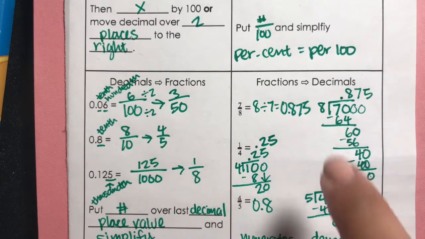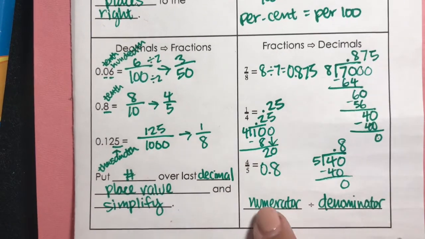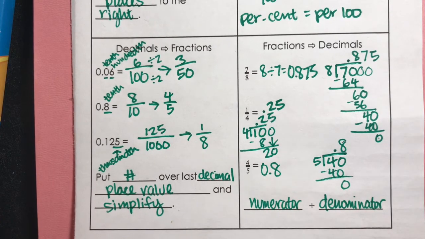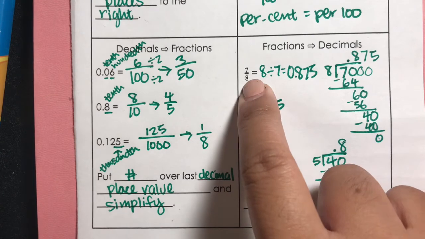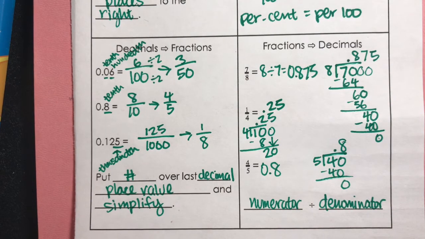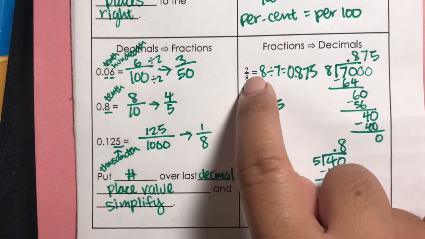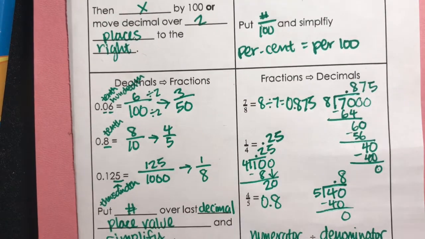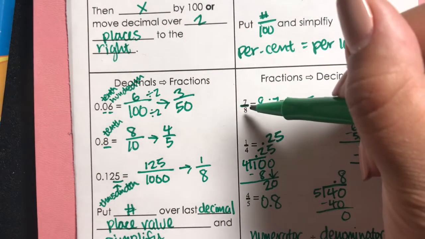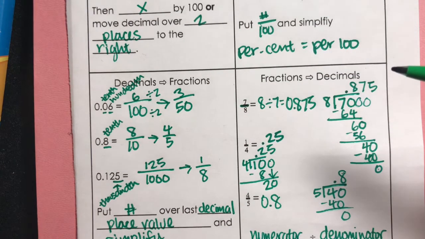Okay, so fractions to decimals, you just have to divide the numerator by the denominator. Remember, it's not the denominator by the numerator, because I noticed that some of you would do, for 7/8, how many times does 7 go into 8. No, it's how many times does 8 go into 7, because something to remember, a fraction bar is the same thing as division.